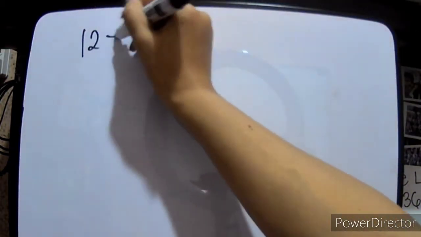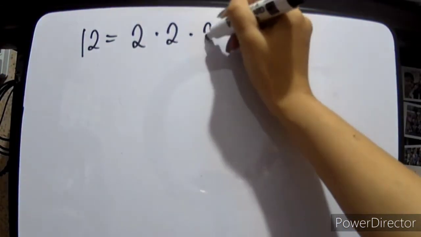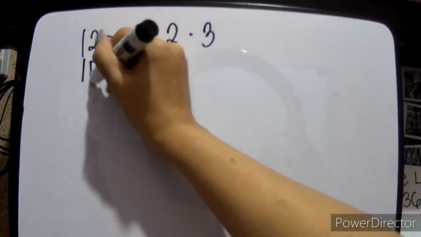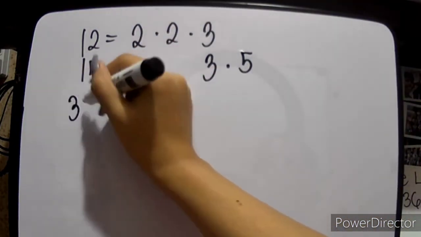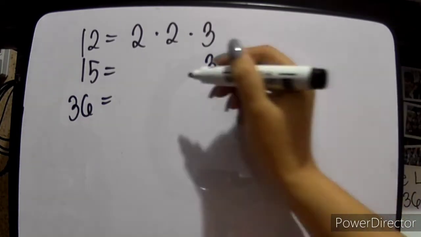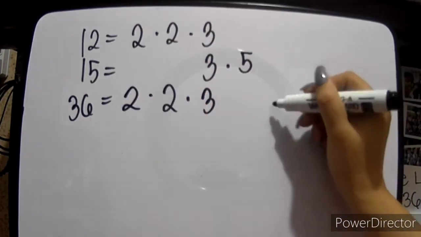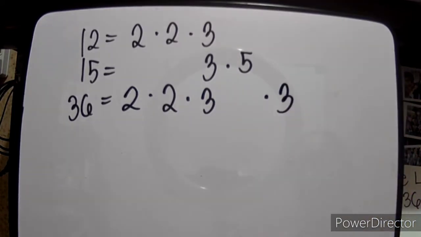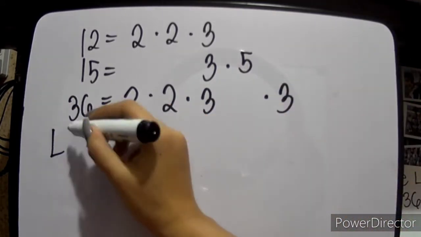So the prime factors of 12 is 2 times 2 times 3, while the prime factors of 15 is 3 times 5, while 36 is 2 times 3 times 2 times 3. Okay, so as you can see, pinagpapantay ko yung may common, tapos kung hindi nila pareho, ay hindi ko pinagpapantay.